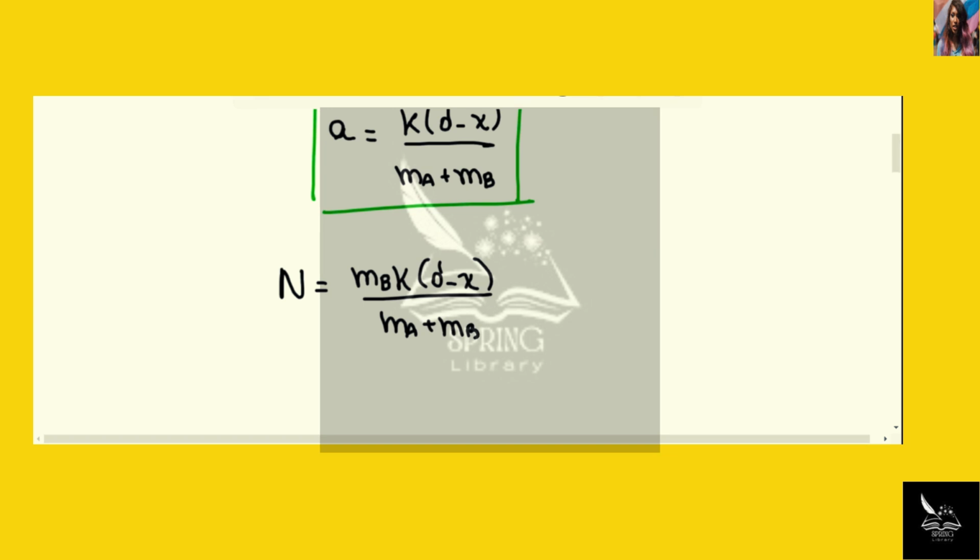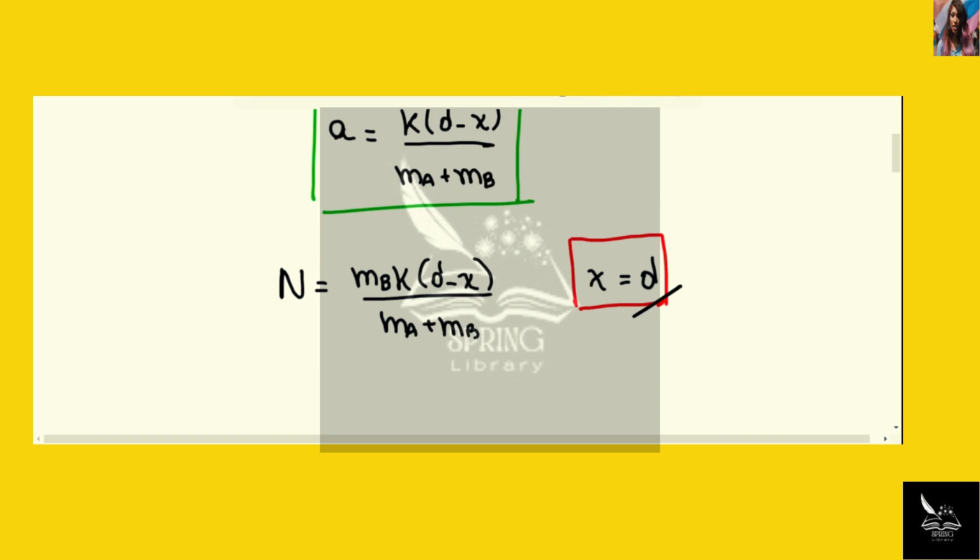Now notice that the force between block A and block B is 0 when X is equal to 0. I'm sorry, X is equal to D. So when X equals D, then the force that block A exerts on block B and vice versa is 0. Now notice that when this force is 0, then the two blocks are beginning to separate. So this is the answer to the first part of the question. The blocks start to separate when X is equal to D.